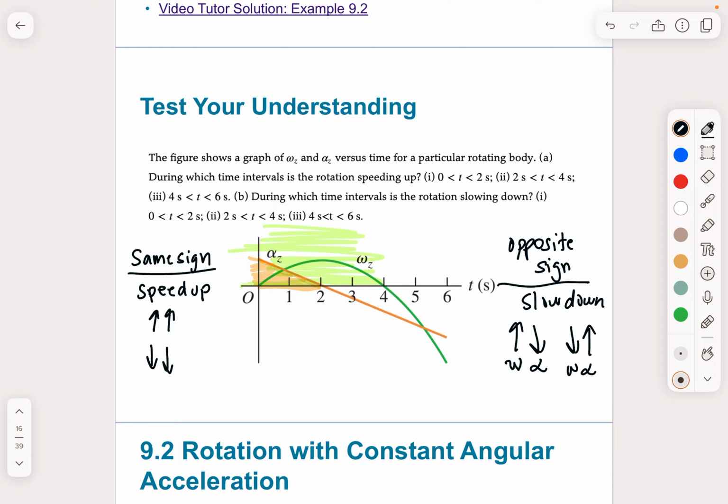And we have a speed up. So that looks like it's going to be from 0 to 2 seconds, right? Where do we have an opposite sign situation? It's going to be right here, between 2 and 4. Alpha and omega are on separate sides of the t-axis, right?